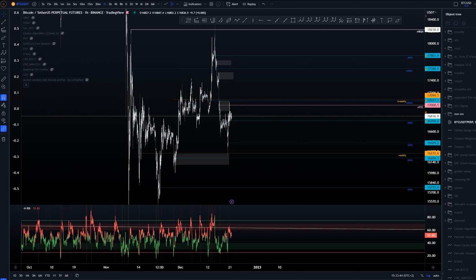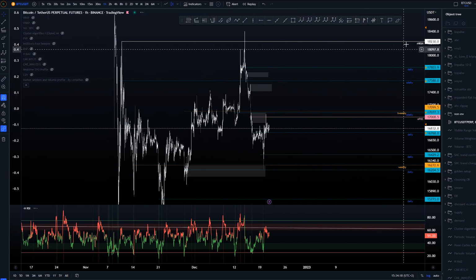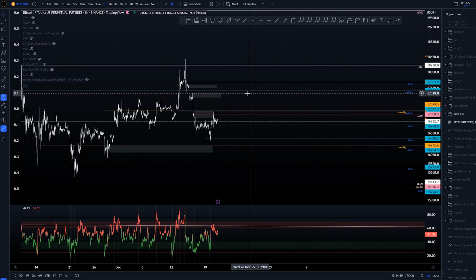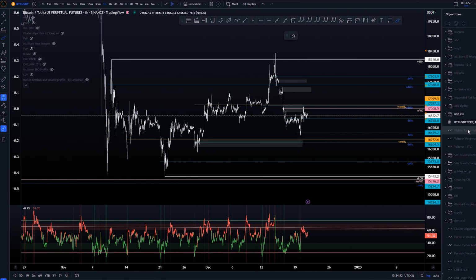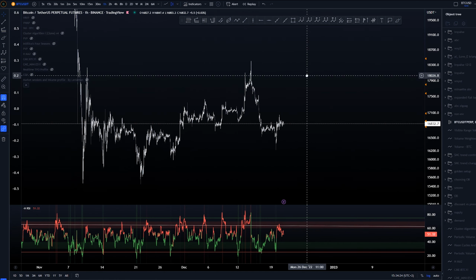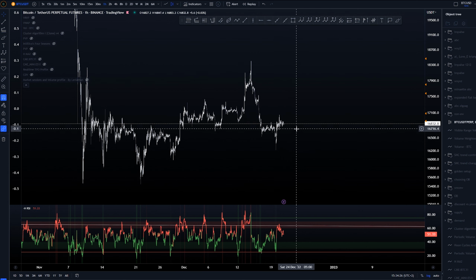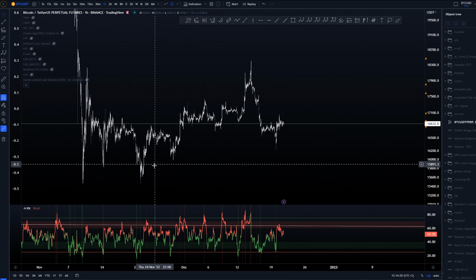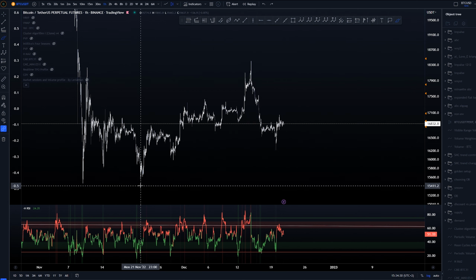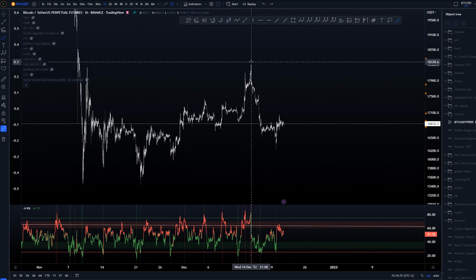But for now, let's just jump into the Bitcoin structures that we have. Today we're going to be again focusing more on the current, more local structures, because there are trades to be had there. The overall idea is that from the lows of the 21st of November we've had a three-wave structure up into the highs of the 14th of December.